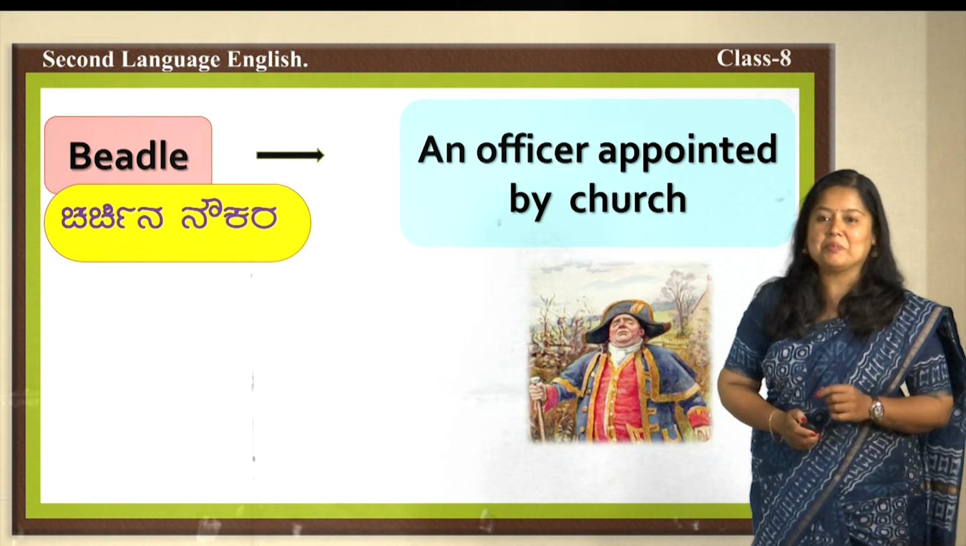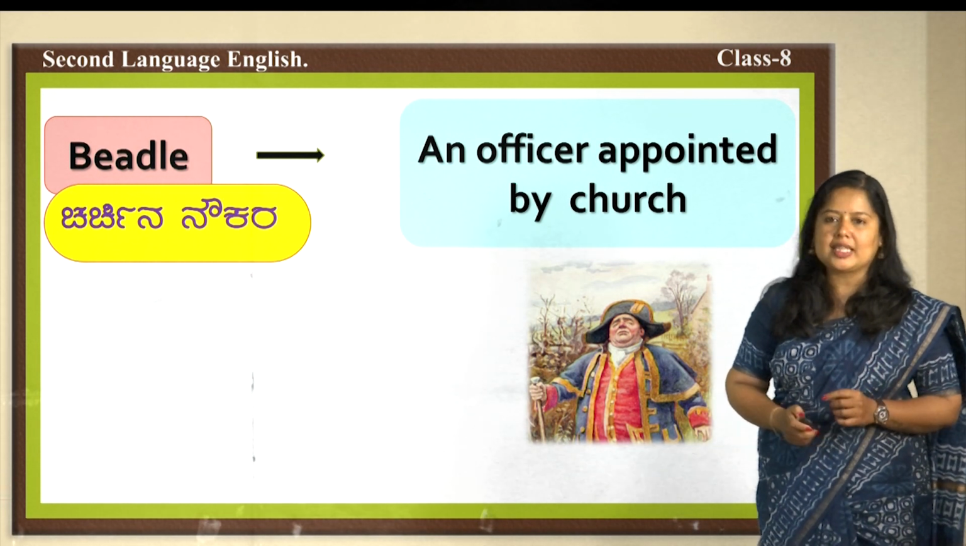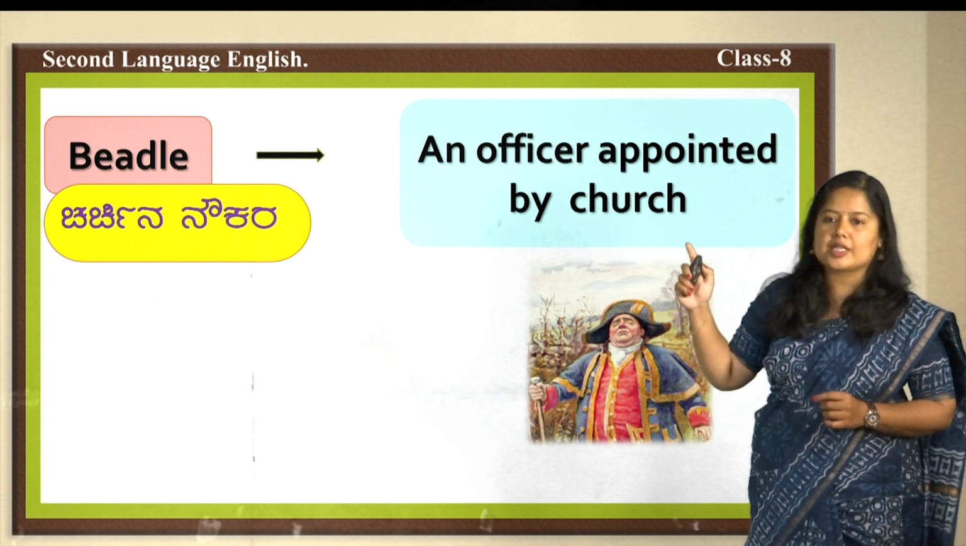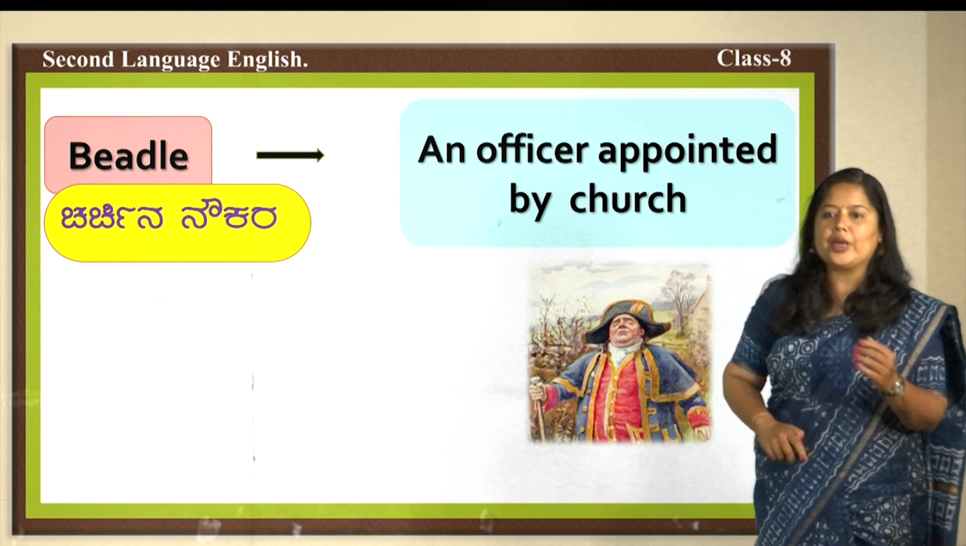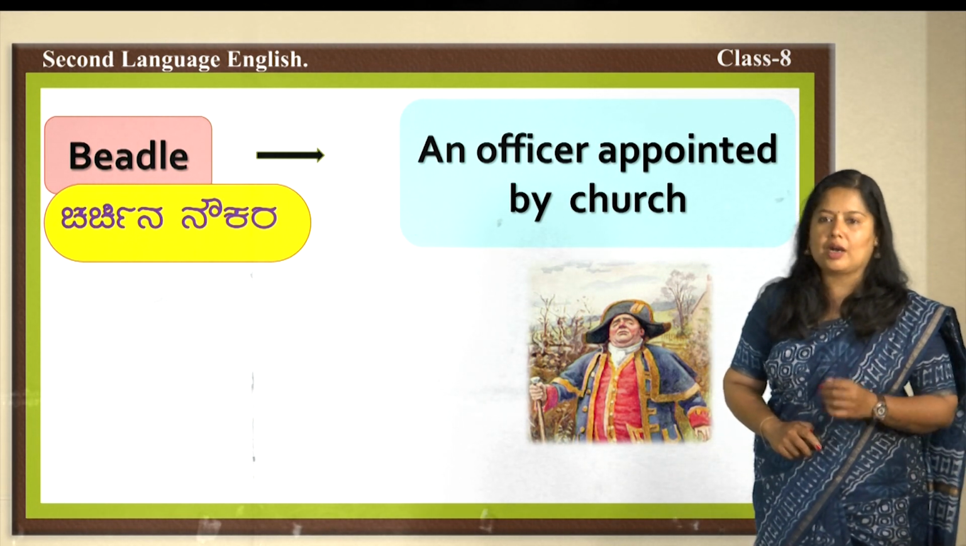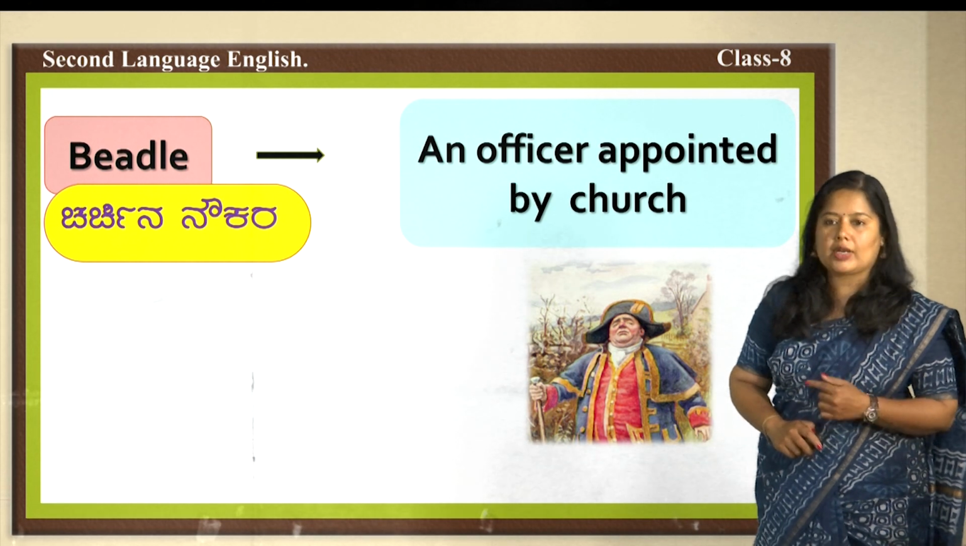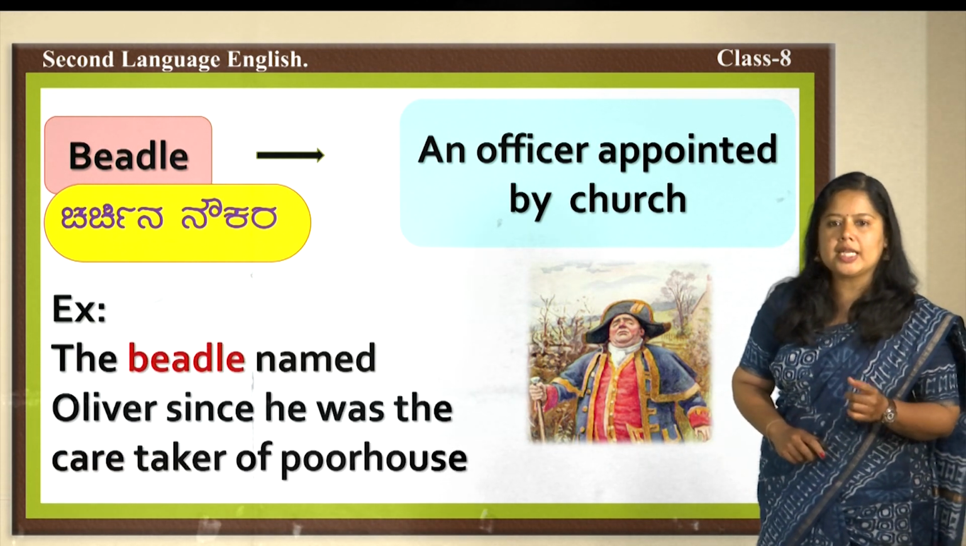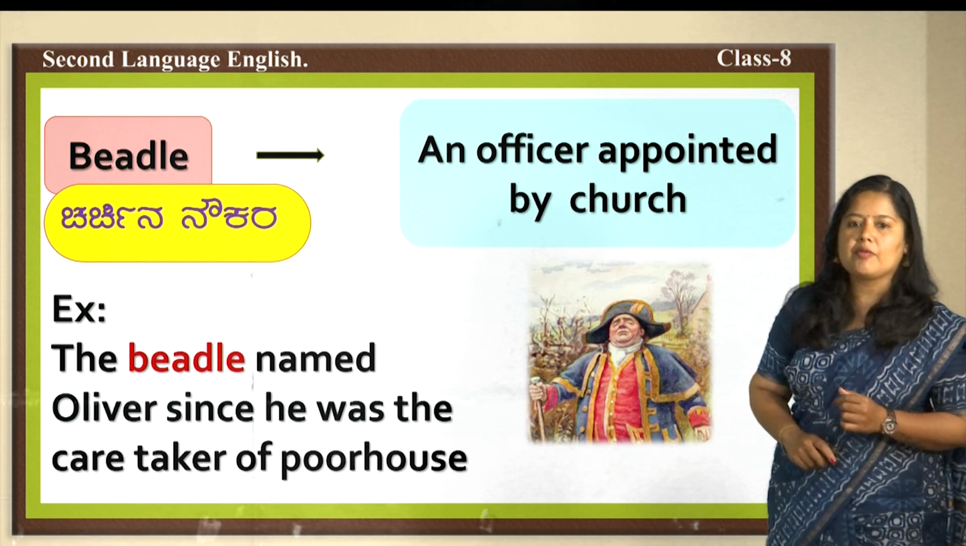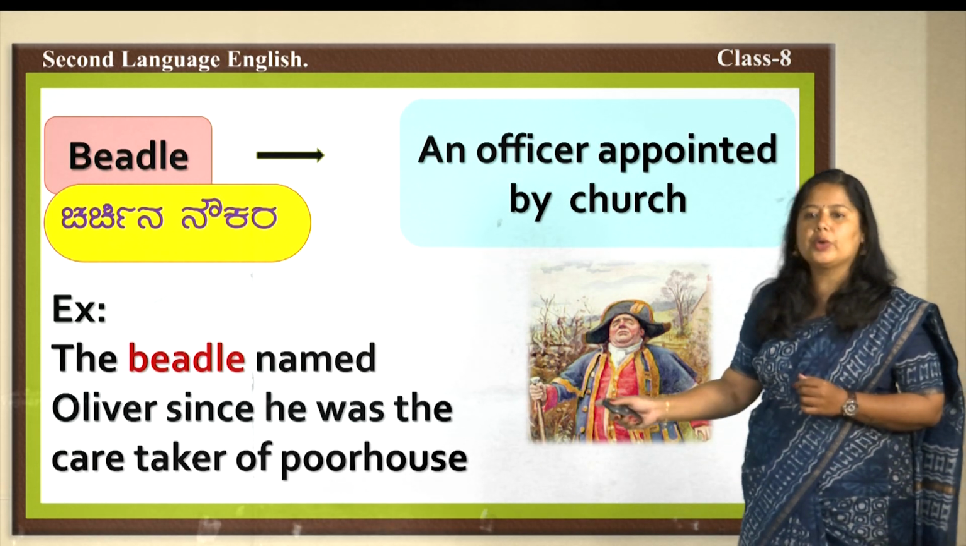Yes, it is Mr. Bumble, and beadle is nothing but an officer appointed by the church. Church authorities used to appoint an officer to look after poor houses. So, beadle is one such officer. The beadle named Oliver since he was the caretaker of the poor house.